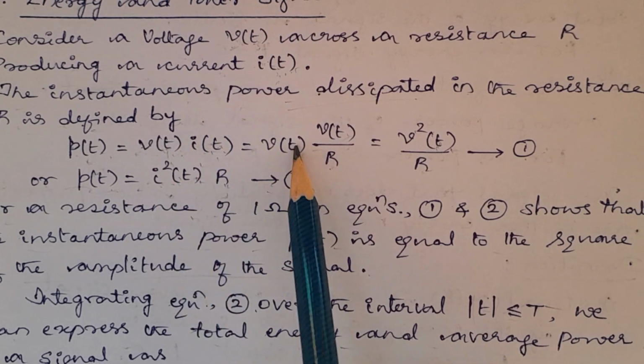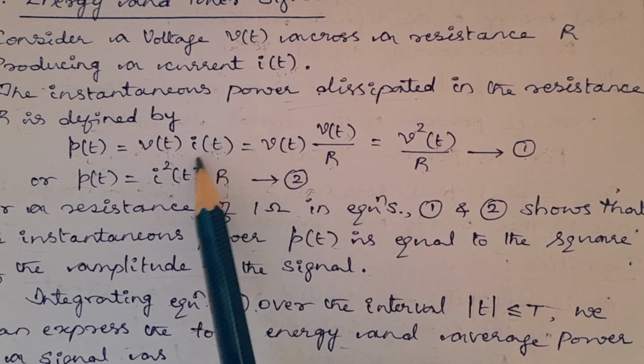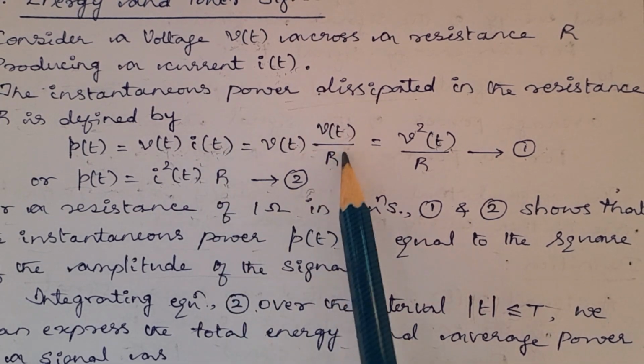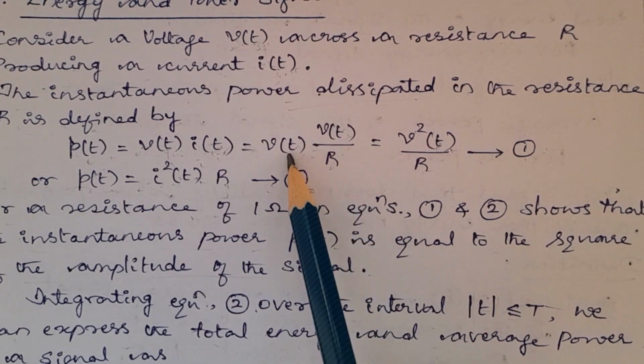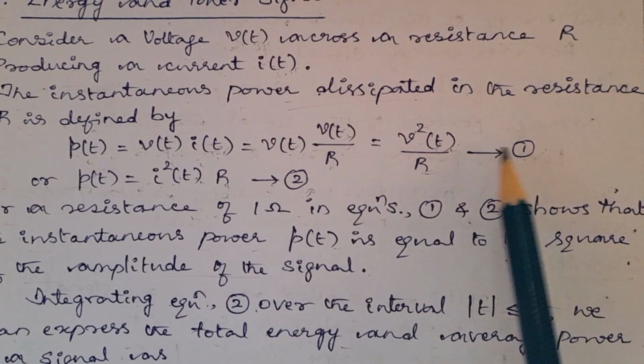V of t as it is, we know the formula by Ohm's law, I of t becomes V of t by R. So V of t into V of t is V square of t divided by R. Call it as 1.